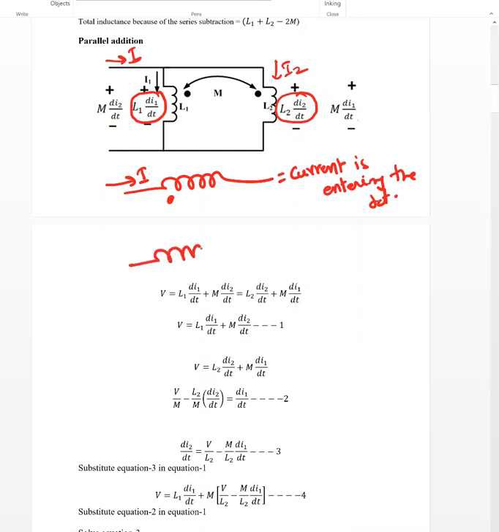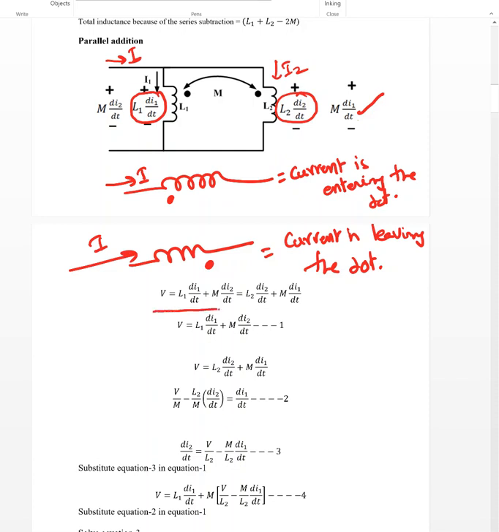In another case, the dot is at the end of the inductor, so current is leaving the dot. Pardon me about my spellings. Current is leaving the dot. Now, if you look here, I1 is entering the dot, so the dotted terminal must be positive: M times di1 by dt. Because of I2, there is an induced EMF here, M times di2 by dt. Current is entering the dot, so the dotted terminal must be plus.